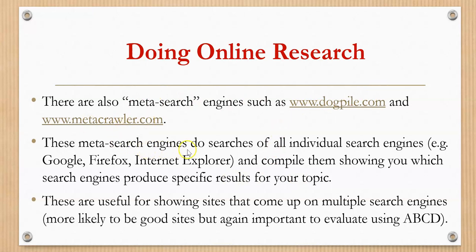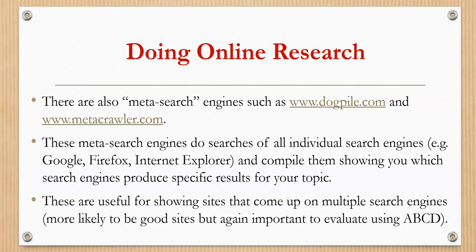So these meta search engines, when you enter your terms in, will do searches of all the individual search engines, and then compile them, showing you which ones produce specific results for your topic. This is very useful because, first of all, as you scan through the results of the different search engines, you can see if there are certain sites that are coming up consistently. They are more likely to be good sites and popular sites, but again, it's important to evaluate them using the ABCD model.